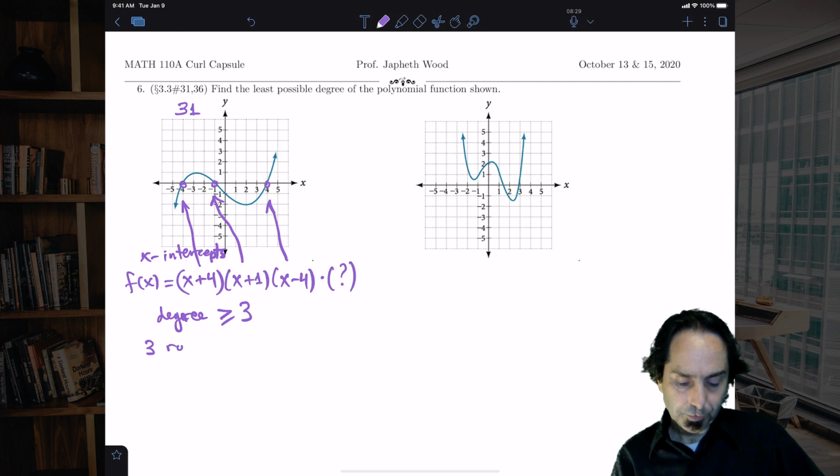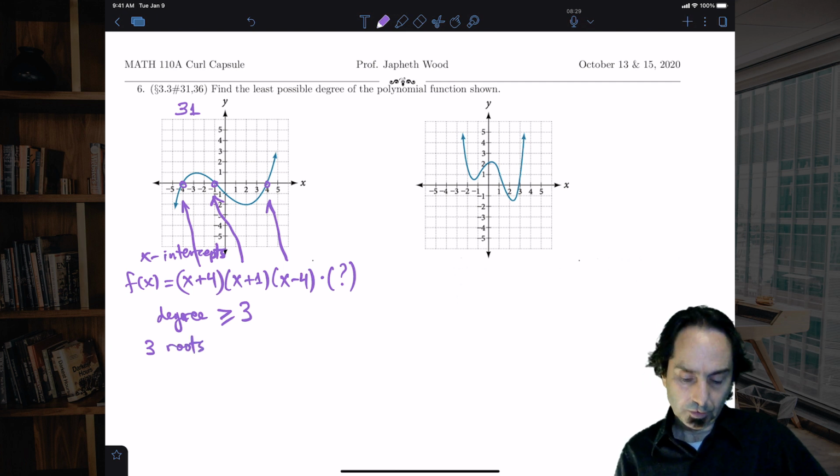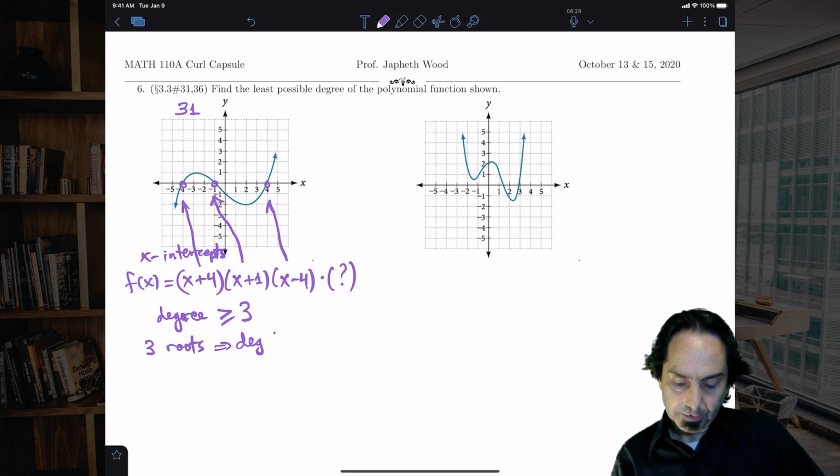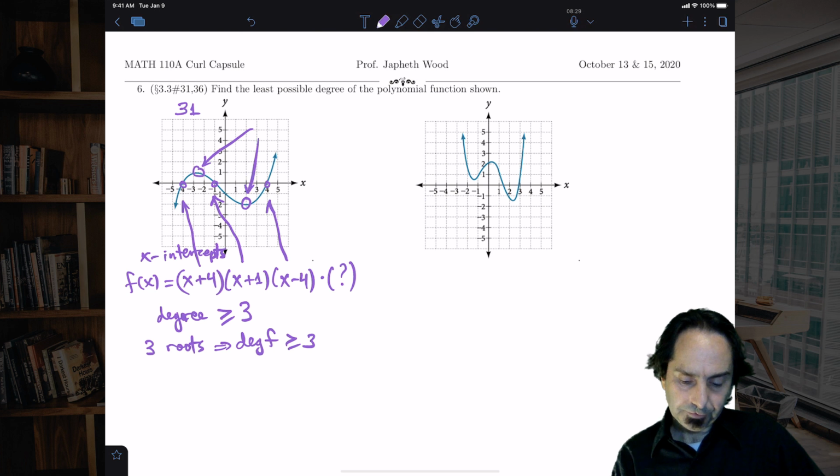Those 3 numbers are called roots or zeros or x-intercepts. That means that the degree of f is at least 3. But there's also one other thing to notice, is that we have turning points. Over here and over here, these are called turning points.